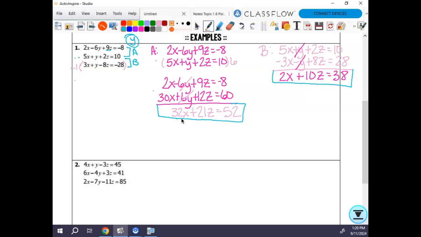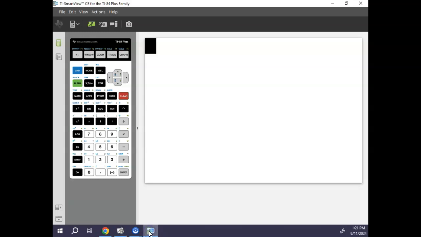So I'm going to rewrite this one. Well, I guess I could leave it there, but I'm going to rewrite it so we don't lose anybody. 32x plus 21z equals 52. Right? And then I'm just going to put over here, I'm going to multiply this by a negative 16. So negative 16 times 2x is a negative 32x. Then that would be minus 160z equals a negative something.